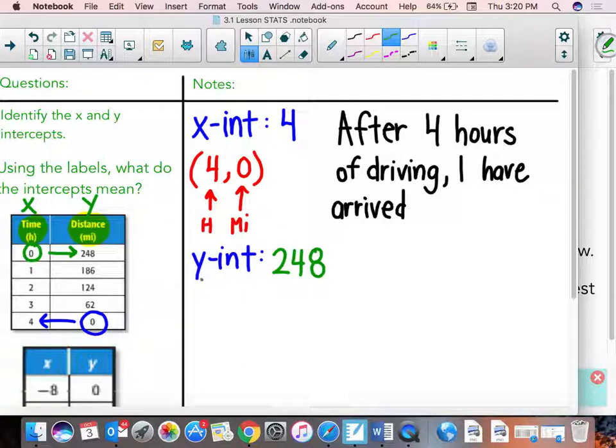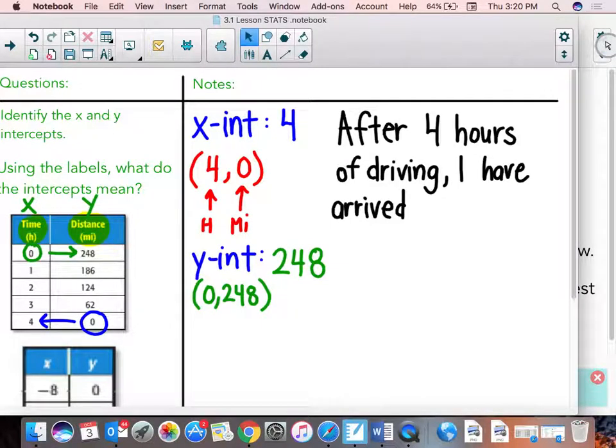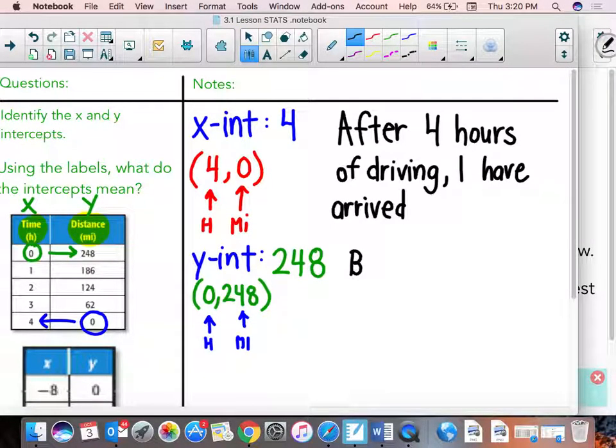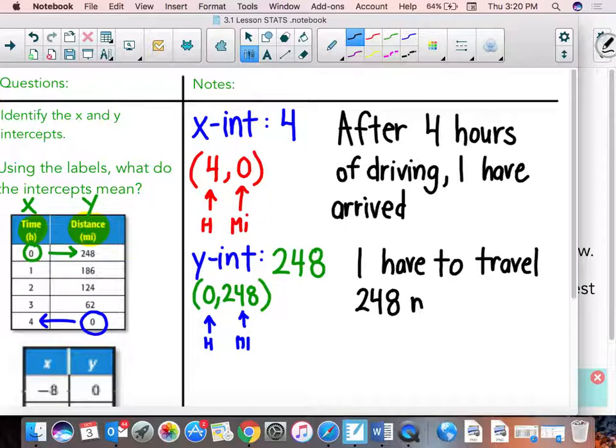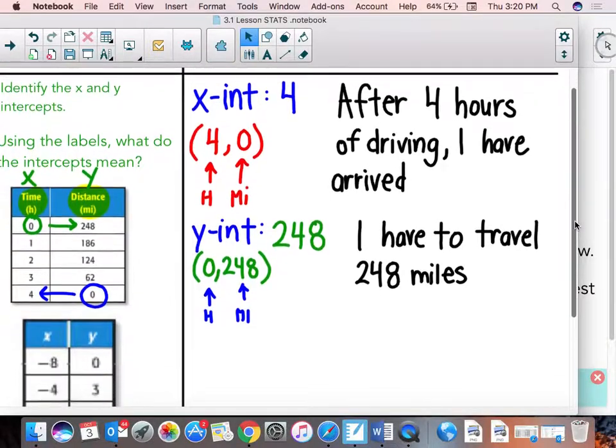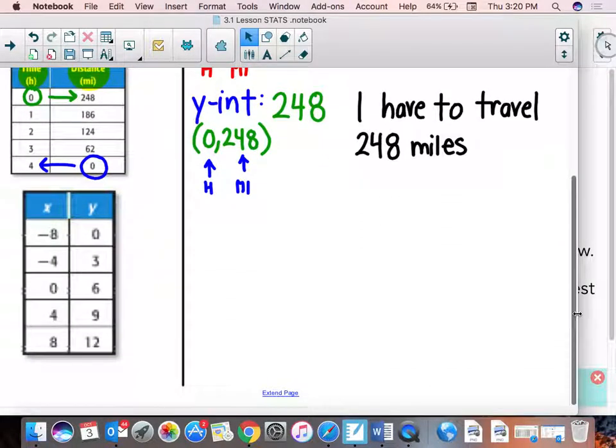All right, the ordered pair for my y-intercept is 0, 248. So let's talk about 0 hours, 248 miles. So maybe before I leave, or even not even before I leave, let's just say I have to travel 248 miles. They haven't left, they are going to leave. When they leave, they have a drive of 248 miles.